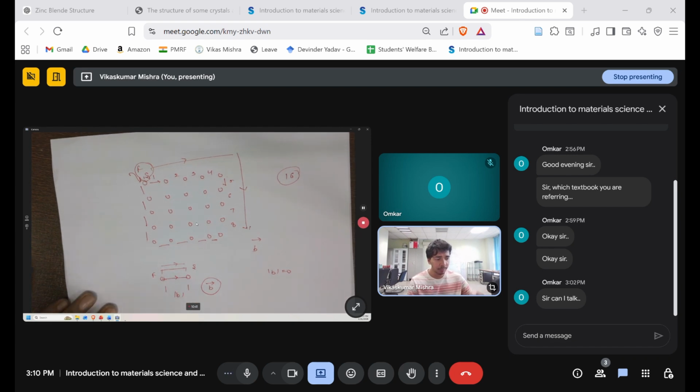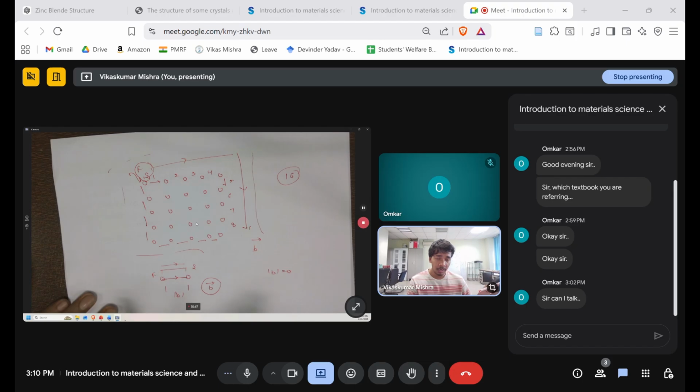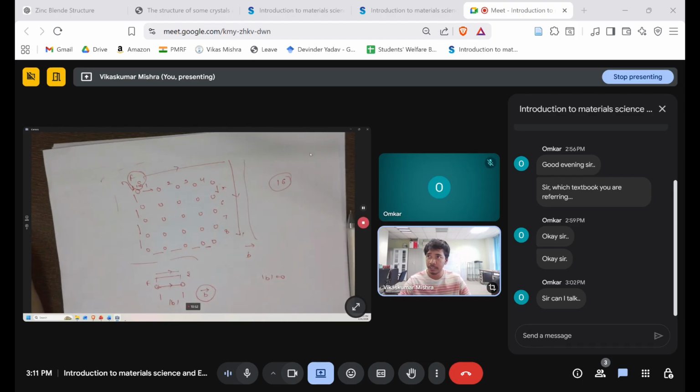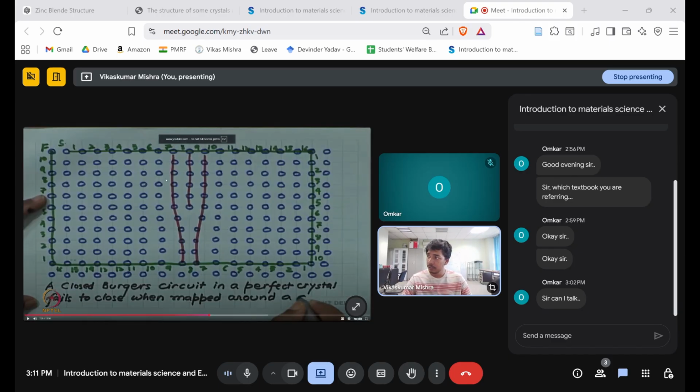So by making the Burgers circuit, we can define what a Burgers vector is and what its direction is. This is the entire thing about the Burgers circuit that we need to learn. If it is closed, then it's a perfect crystal. But if it fails to close, then some defect is there in it. Is it clear? Yes, sir.